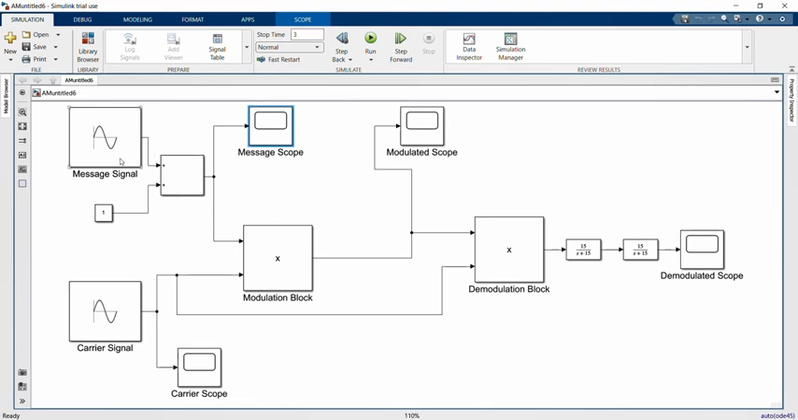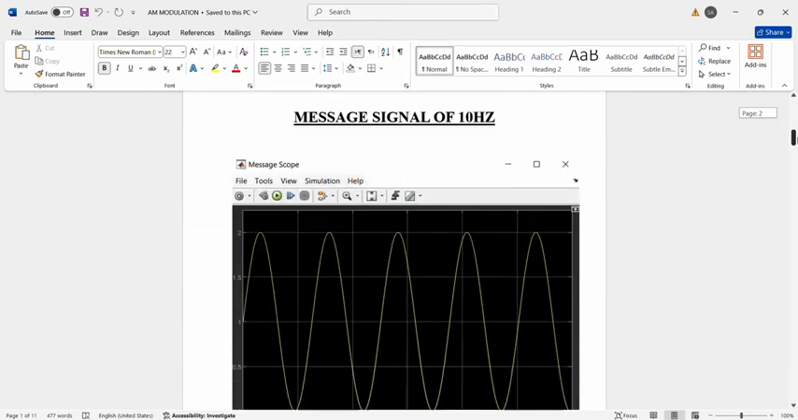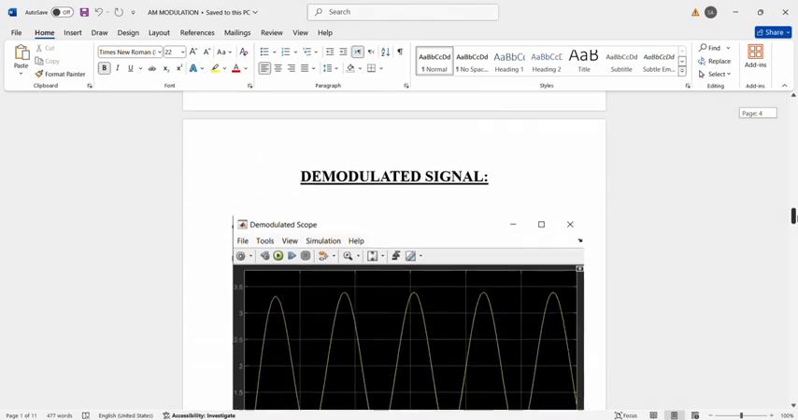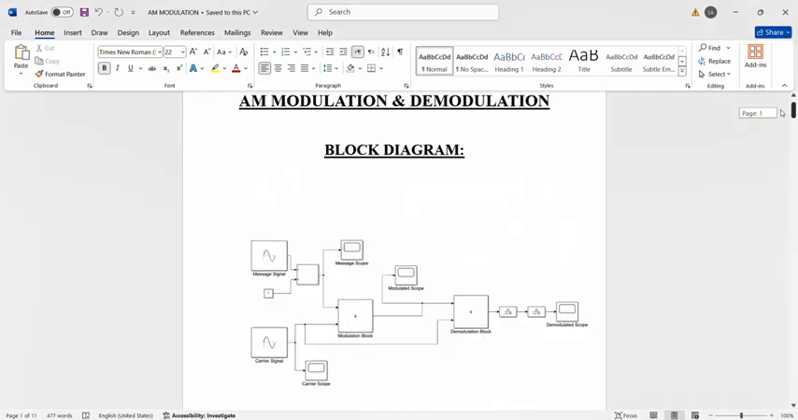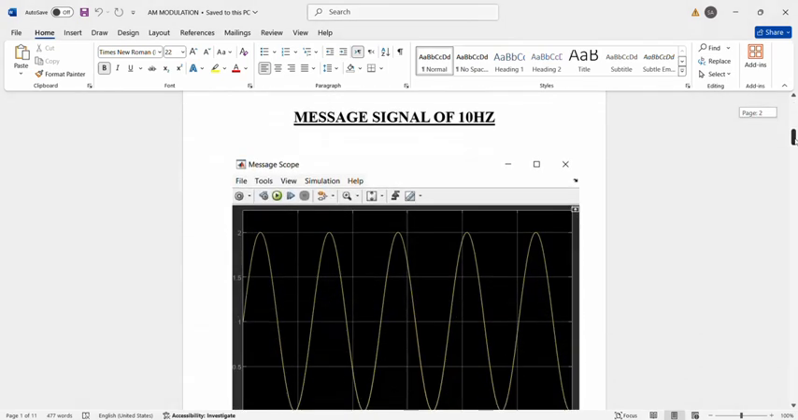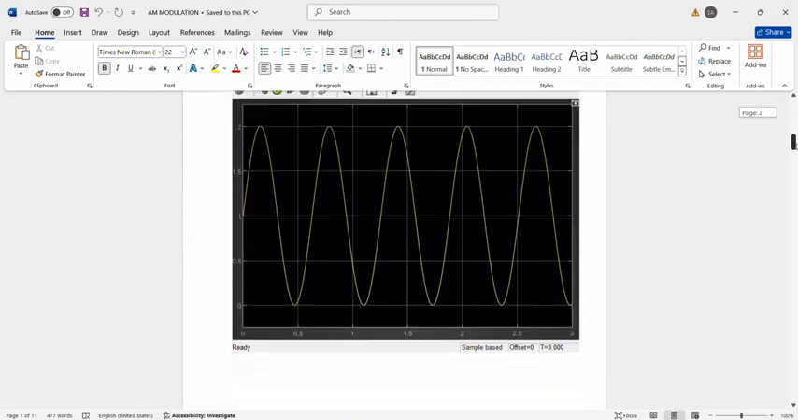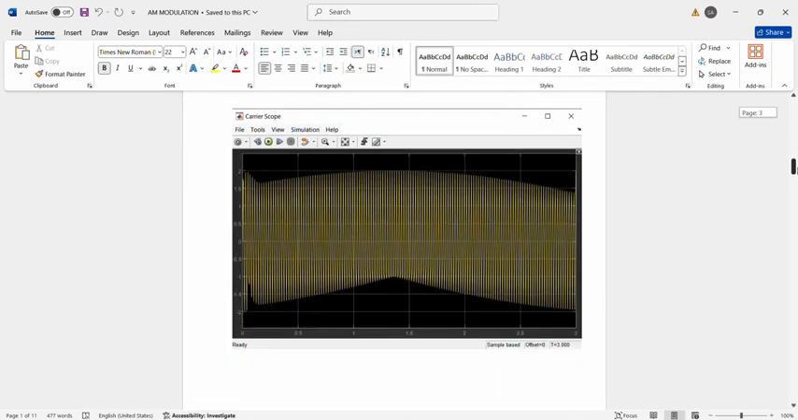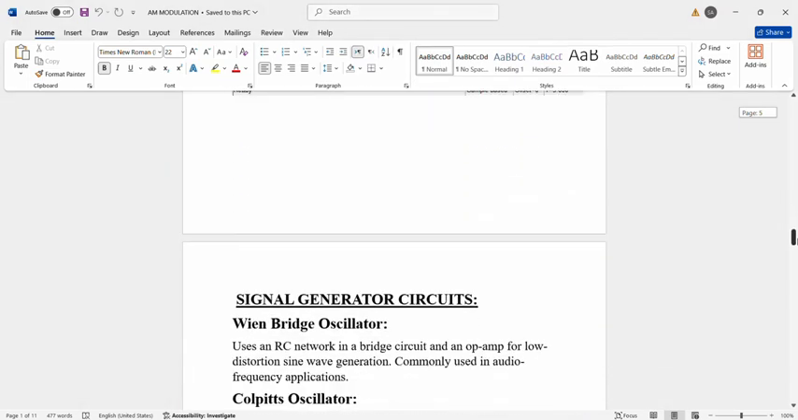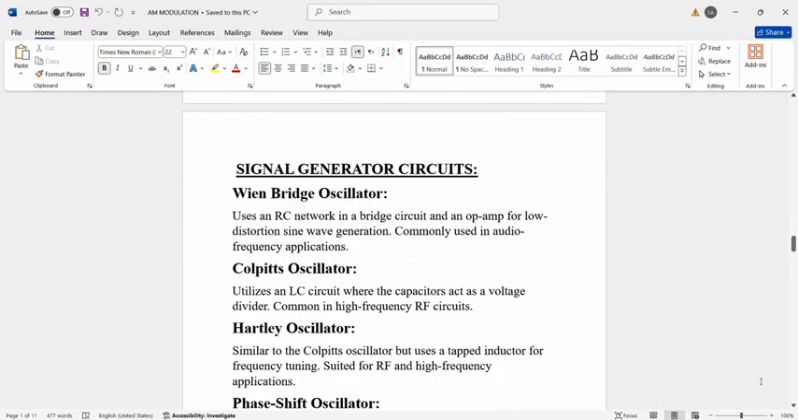I have just taken ideal frequencies of 10 Hz and 300 Hz. In practice, these are far greater than that. As you see in this simulation, I used sine wave generators. But in practice, we don't use sine wave generators. We can use a function generator for the input, but the more professional way is to make your own oscillators. So I have just added oscillators.